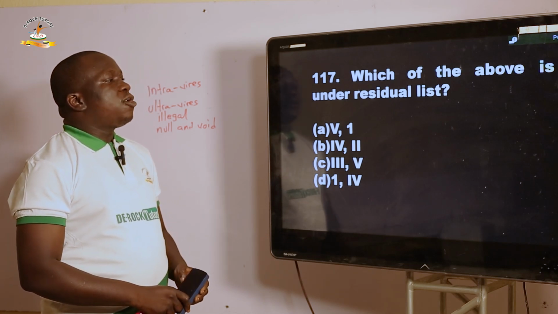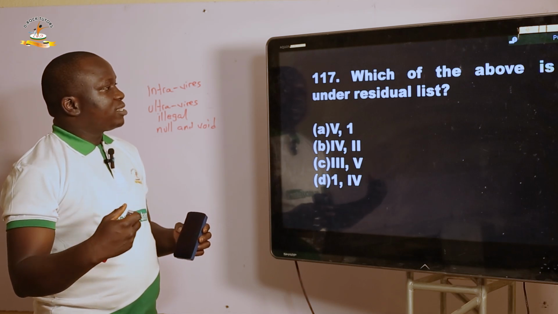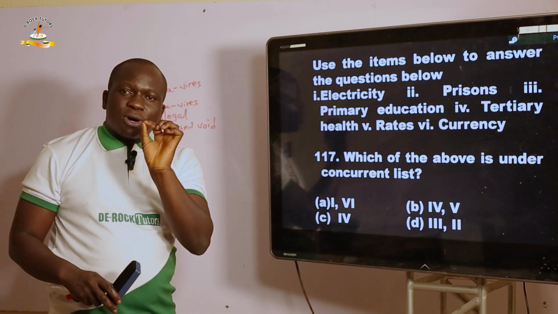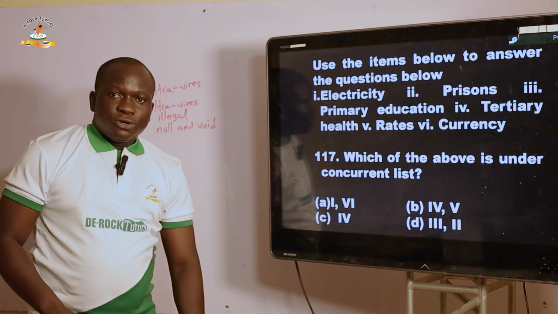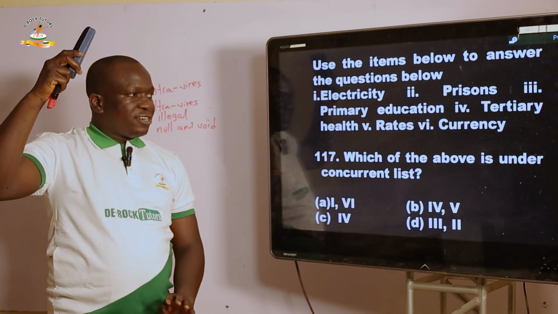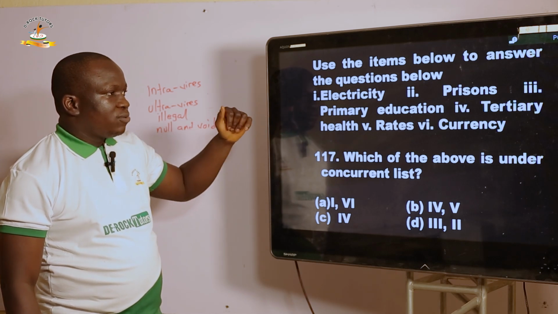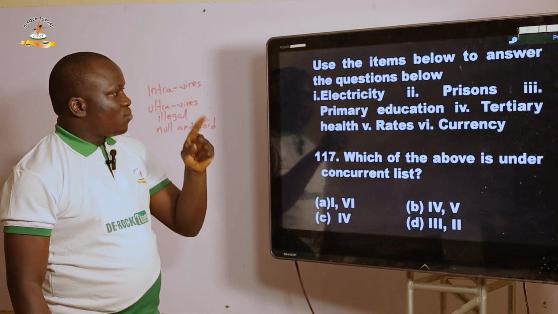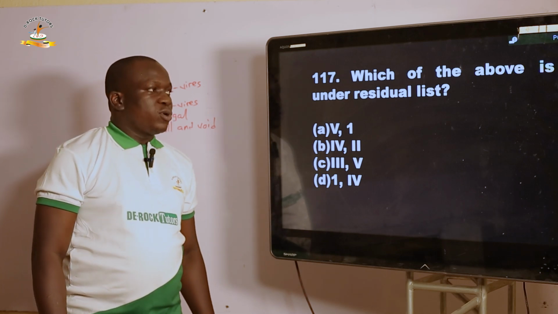Which of the above is under residual list? Now we'll need to go back to look at residual list. Let's go back to 116. Residual has to do with anything that only the state or local government can do. Electricity, federal. Prison, federal. Primary education, local government. Tertiary health, federal and state. Rates, local government. Currency, federal. So we have just two things here that are under residual list. That is primary education, which is Roman numeral 3, and rate, Roman numeral 5. Now let's go to 117. 3 and 5, that is option C. Now to the next question.